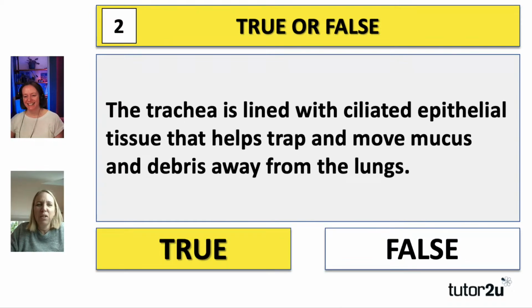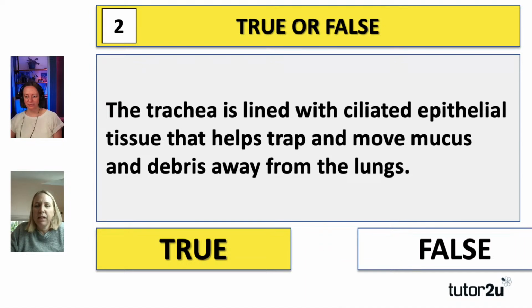So true or false, the trachea is lined with ciliated epithelial tissue that helps trap and move mucus and debris away from the lungs. Is that true or false? Okay, the trachea. Is that true or false? So Khadijah's saying false. Anyone else want to have a go? I've got a lot of falses.